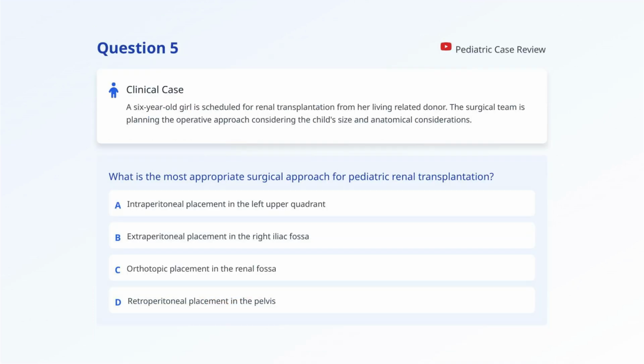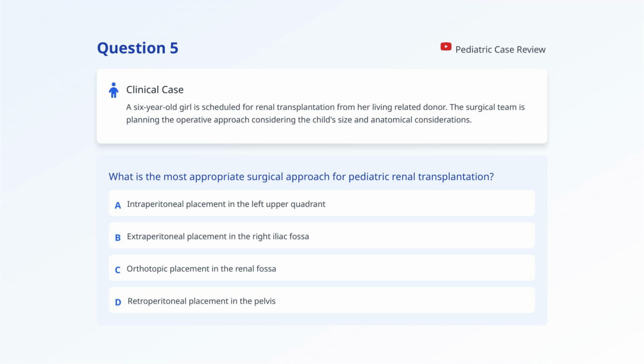A 6-year-old girl is scheduled for renal transplantation from her living related donor. The surgical team is planning the operative approach considering the child's size and anatomical considerations. What is the most appropriate surgical approach for pediatric renal transplantation?